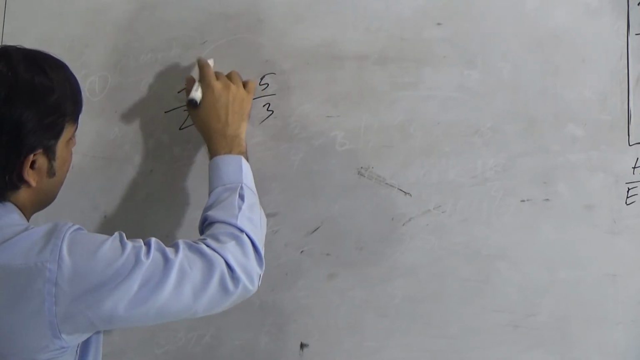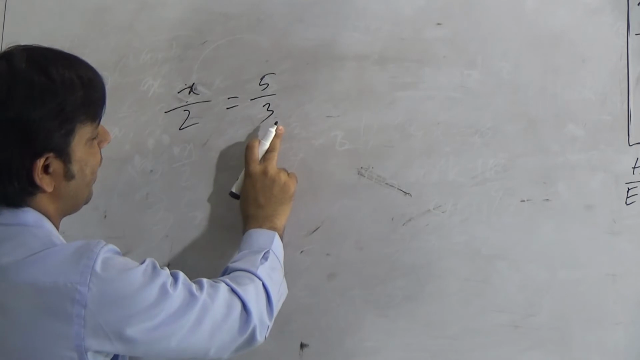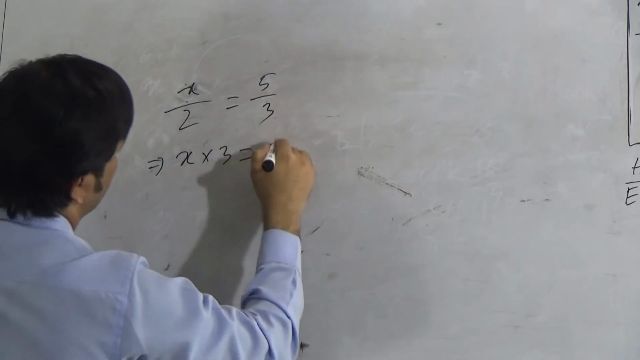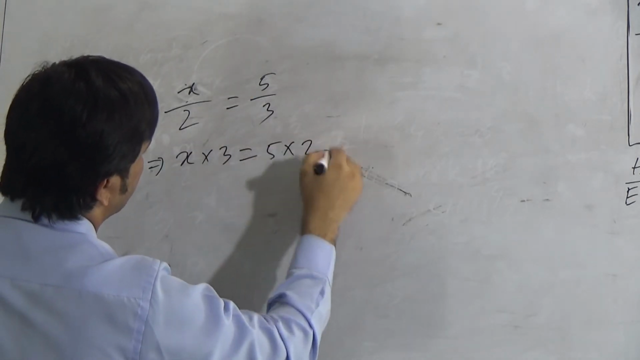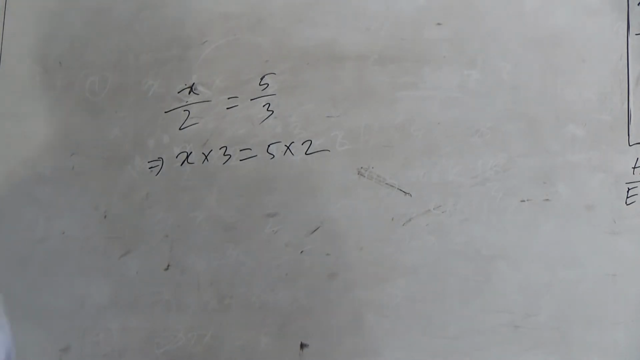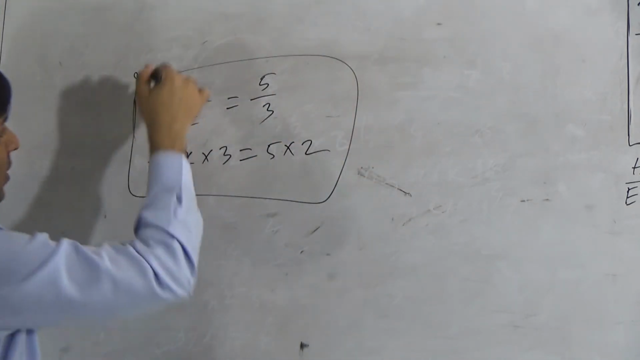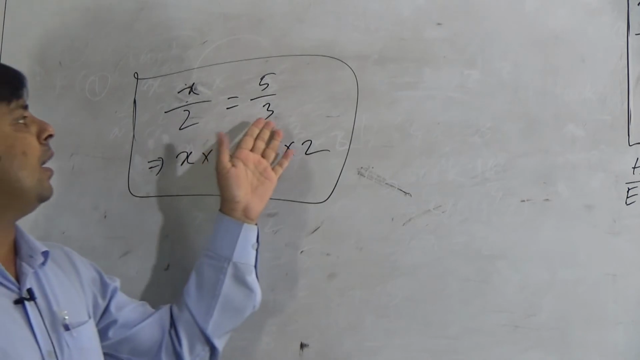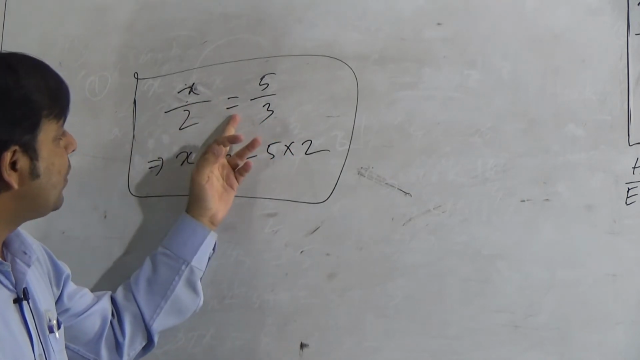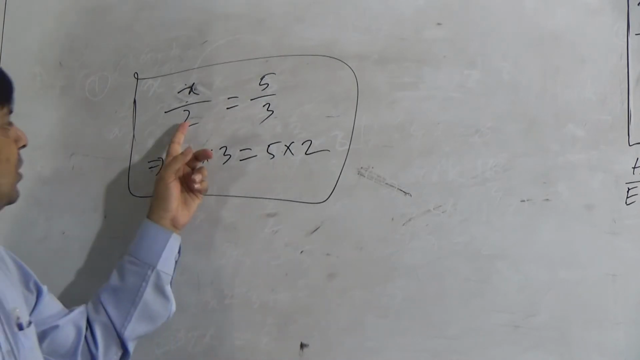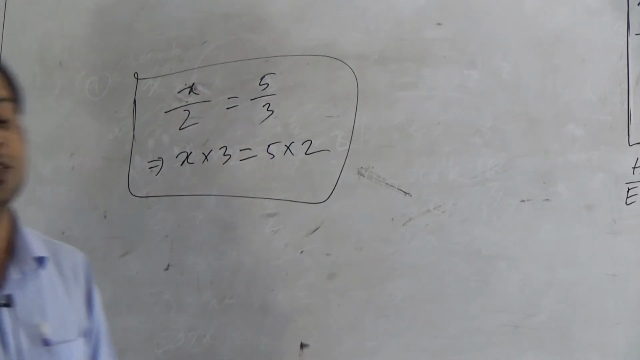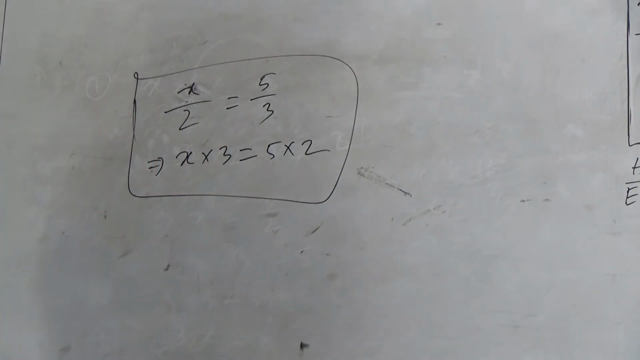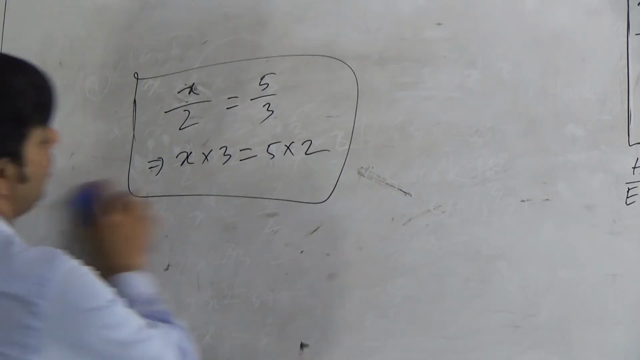We have to multiply the numerator of the left side with the denominator of the right side. So if we want to write in this way, x multiplied by 3 is equal to 5 multiplied by 2. So we can say this is cross multiplication. We are multiplying diagonally. The numerator of the left side we have to multiply with the denominator of the right side, and the denominator of the left side we have to multiply with the numerator of the right side. Okay, dear students. So this is cross multiplication.